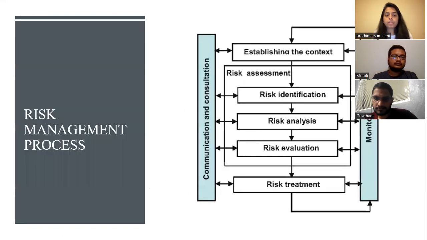Coming to the process of it, here we can see in the diagram a risk assessment in which we have risk identification, risk analysis, risk evaluation, and risk treatment. So what actually are these risk assessment parts? Coming to the first one, risk identification, which is a technique for identifying obstacles that may prevent us from achieving our objectives.